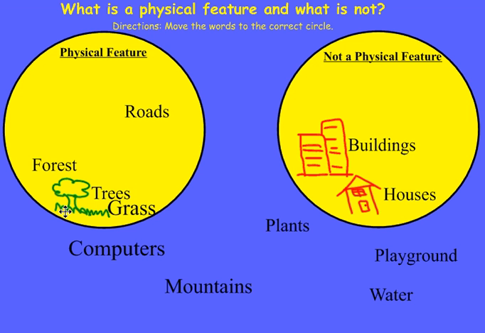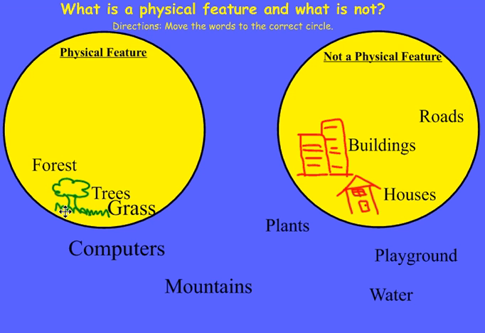Let's look at one of these others on the bottom here. This says roads. Are roads a physical feature or not a physical feature? They're on the ground, but I don't think nature put them there. I'm pretty sure men build them and women build them. So I'd say roads are not a physical feature on a map.